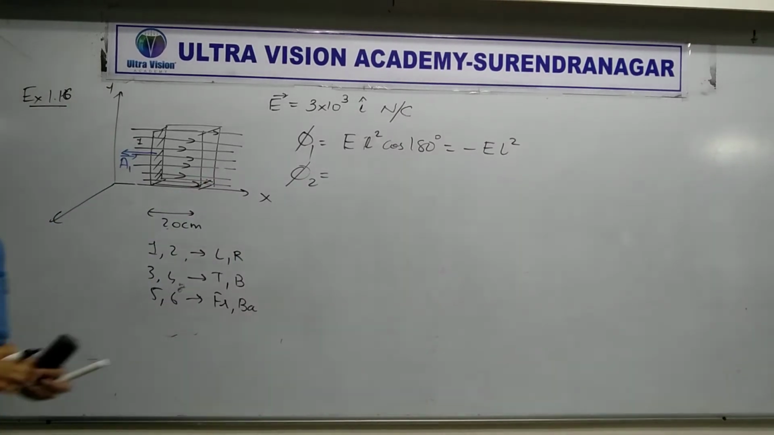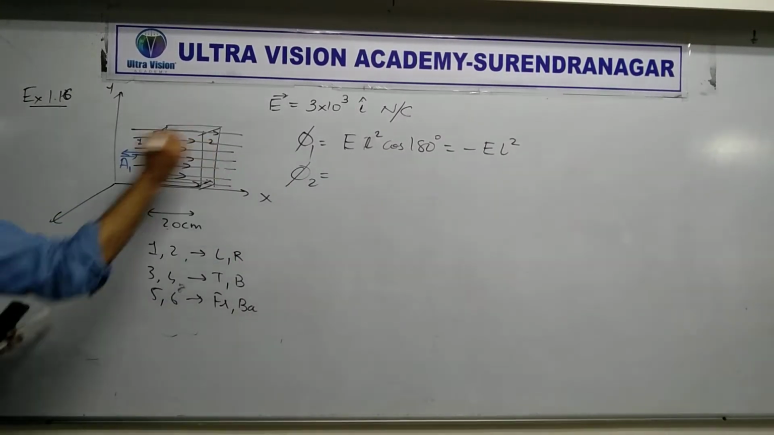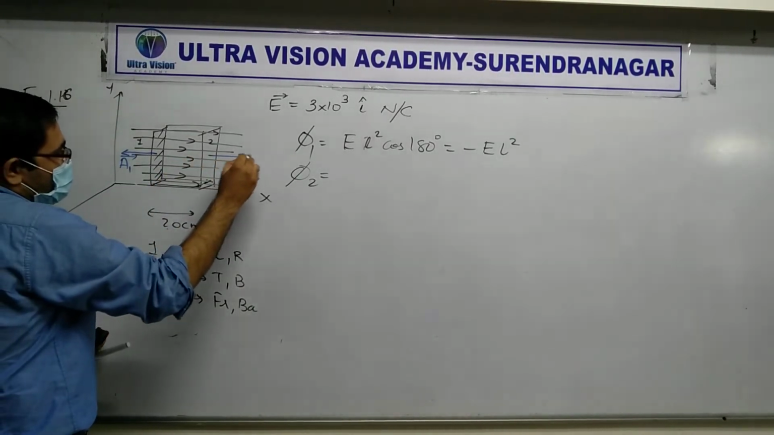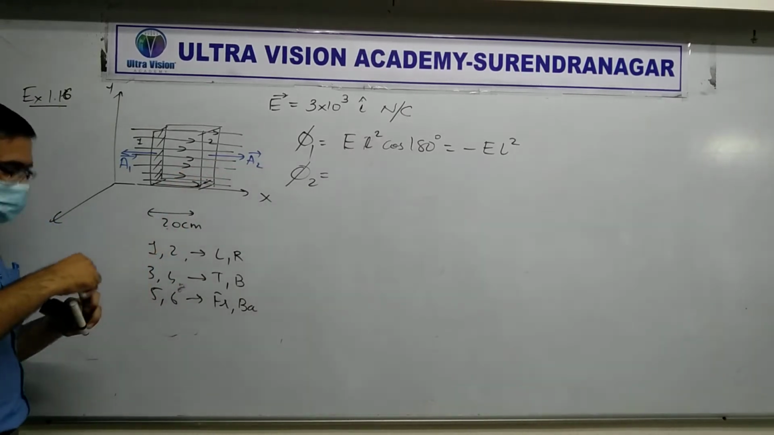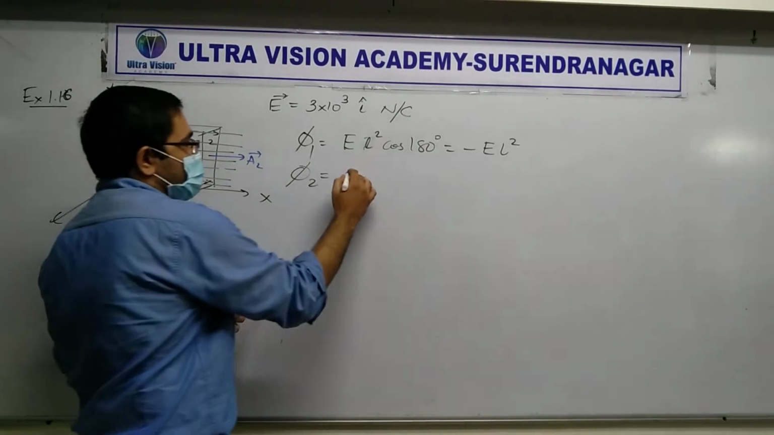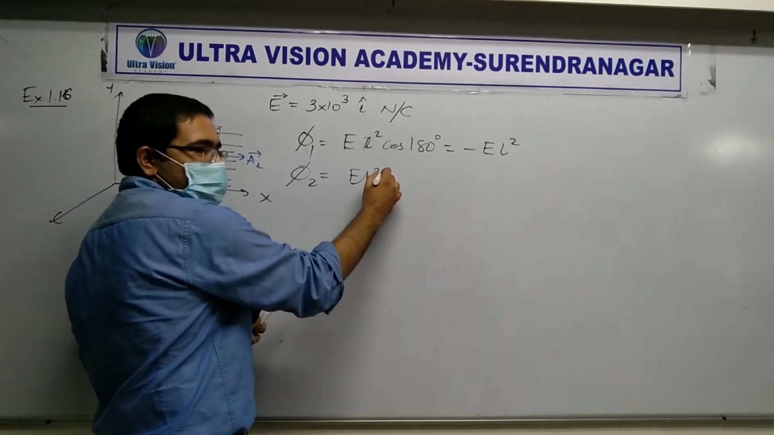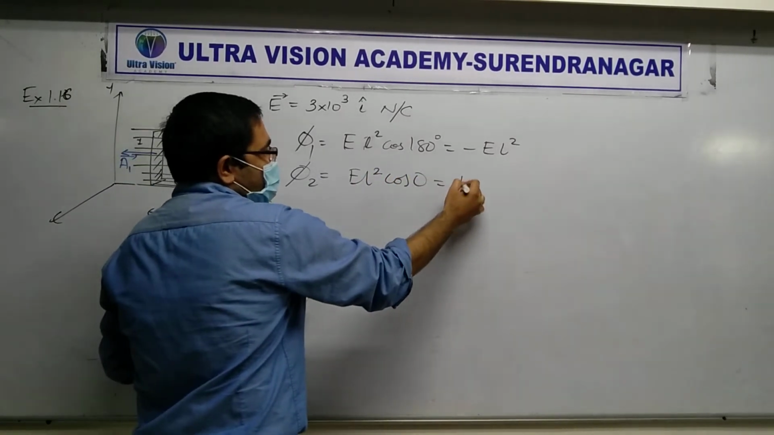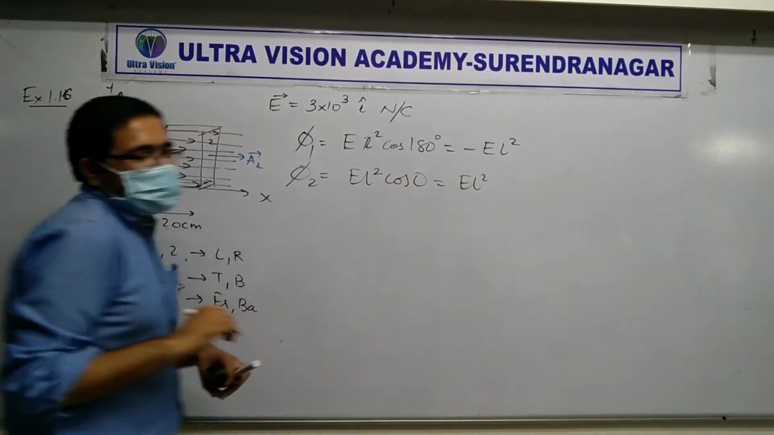So phi 2. Let's go to the second one. Here. Area vector, everyone. Right side. Clear? Yes. Sure? Yes. Okay. What should I put here? EL square, cos 0. This is going to be EL square. Clear or not? Yes.